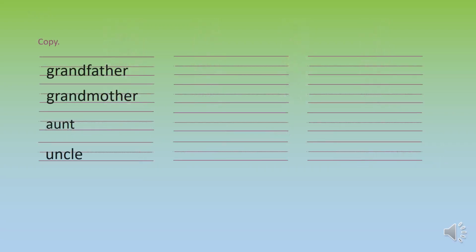What you have to do? Yes, it's a simple thing. You have to copy the given word. What are the words? Grandfather, grandmother, aunt, uncle. You just have to copy.